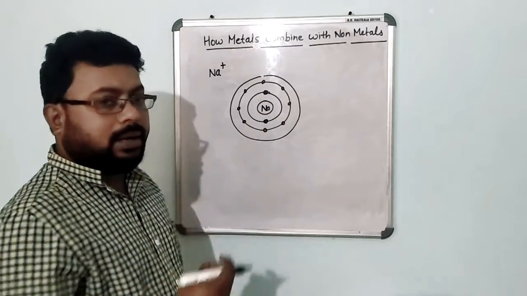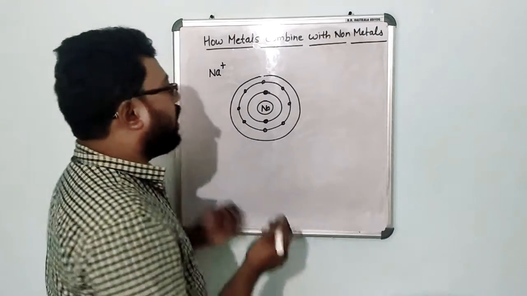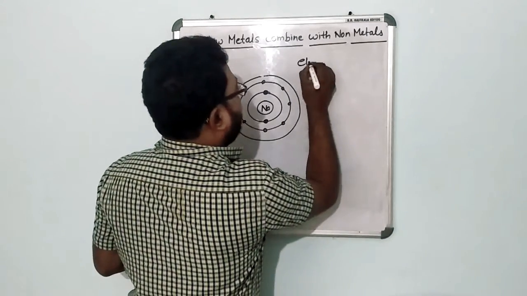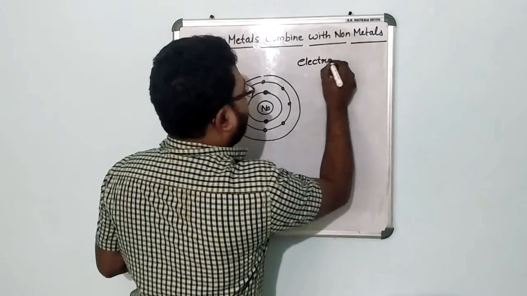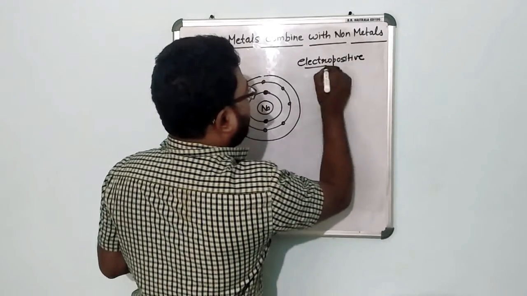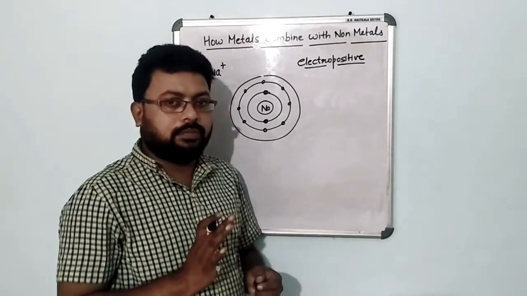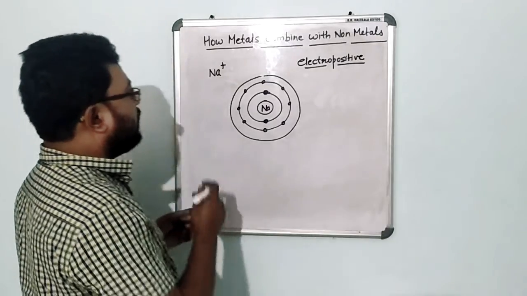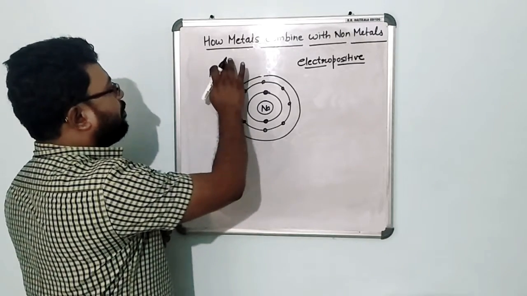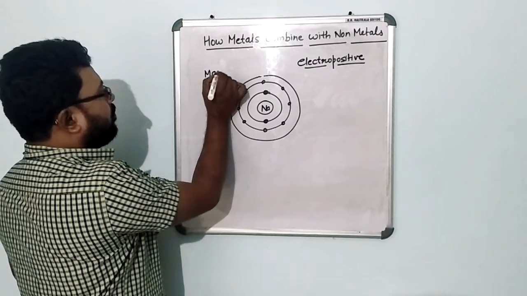So any element which tends to lose electrons is termed as electropositive. Okay, they are termed as electropositive elements. Clear? So this is something very important. Now let us take another example. You can take an example of magnesium. Okay, just take an example of magnesium.